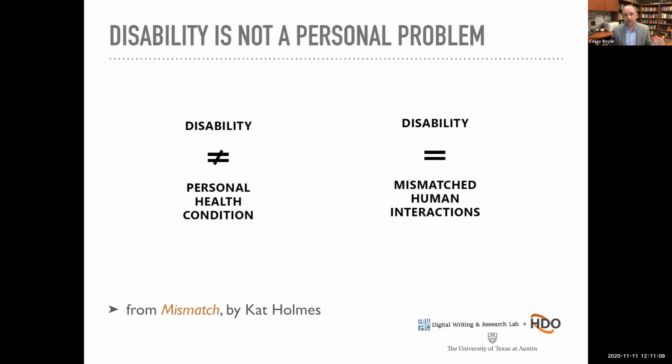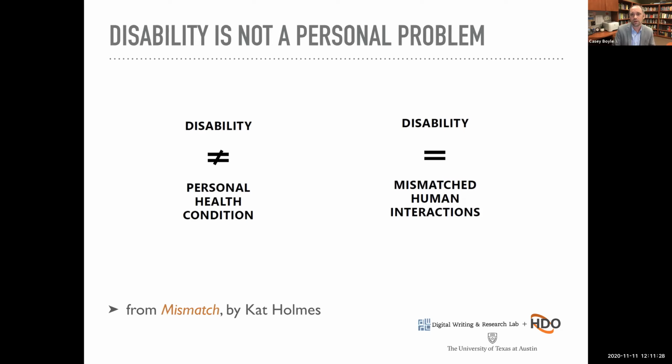So to sum up with Kat Holmes, disability is not a personal problem. It's not something that one individual who's experiencing that should have to overcome themselves. It's basically about mismatched human interactions.